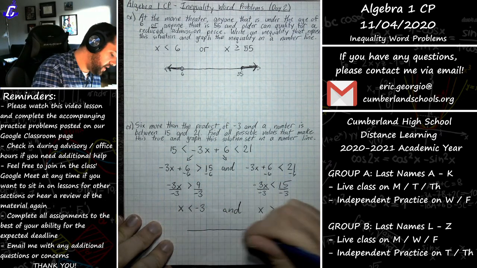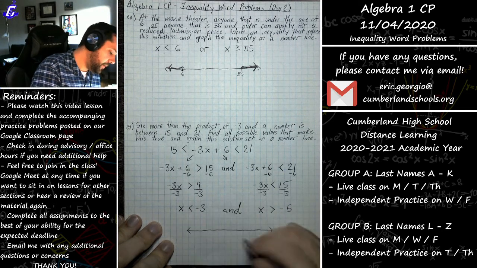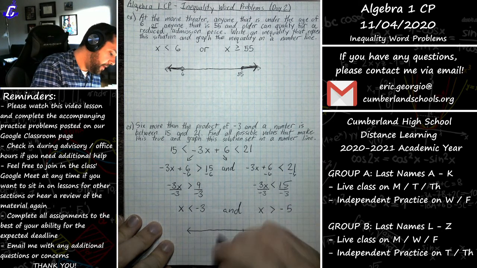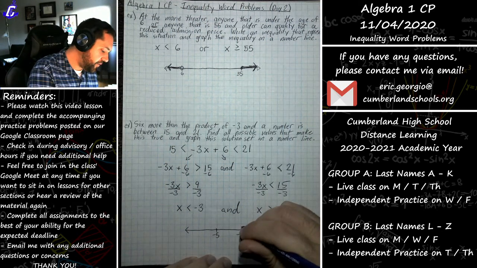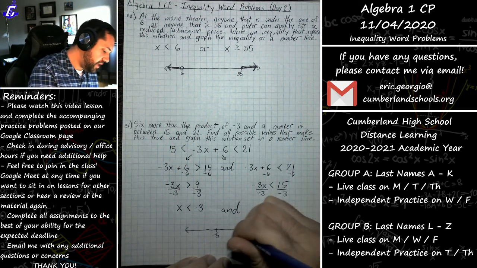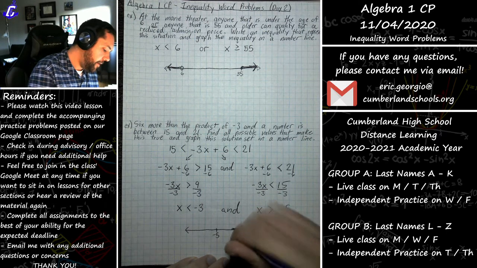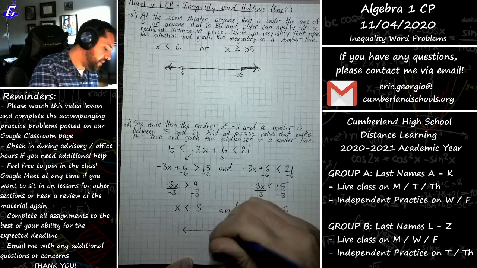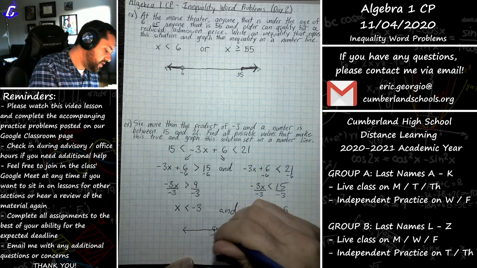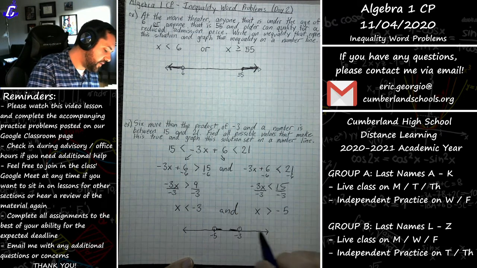Consider our number line right here. Here's -3. Here's -5. Our values for x have to be less than -3, so open circle and shading to the left. And greater than -5 means open circle and shading to the right.